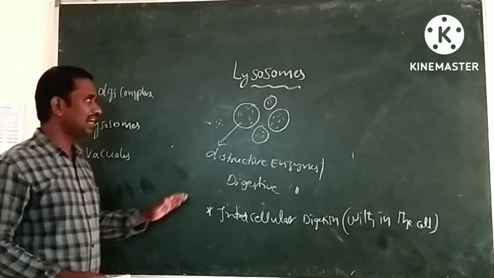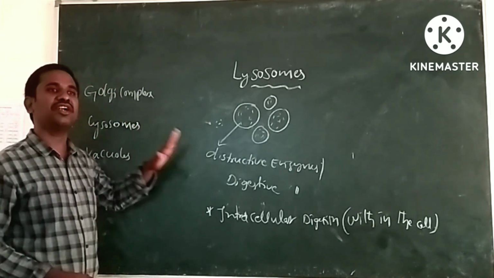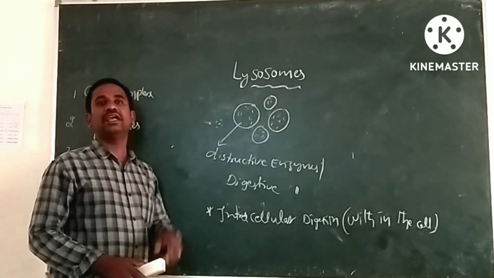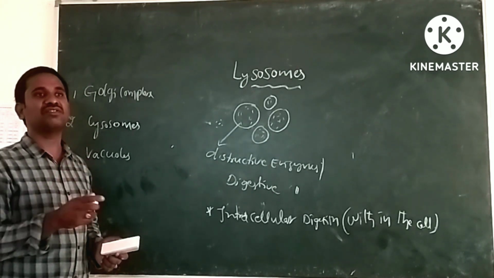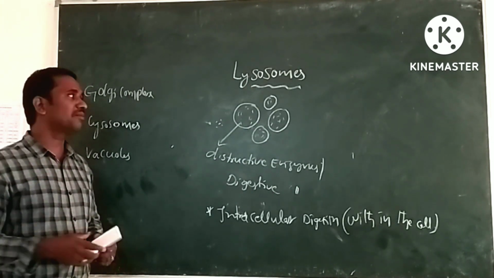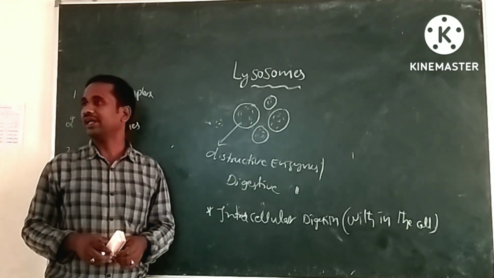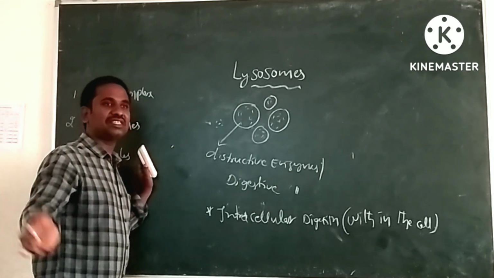So lysosomes can digest the waste materials and unwanted materials of the cell, and they clean the cytoplasm of the accumulated waste materials. That's why they play a key role. Then the waste is released from the outer side of the cell.